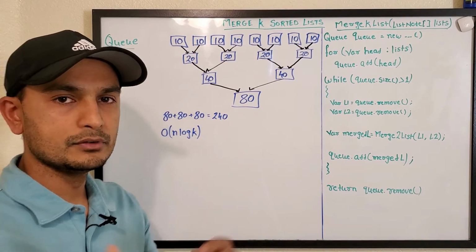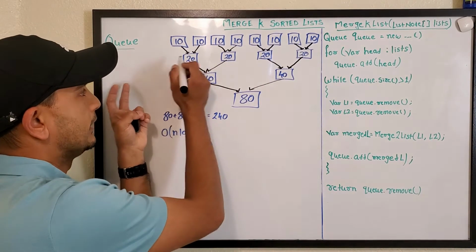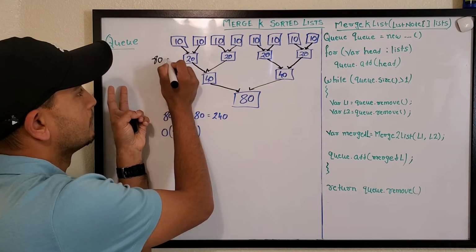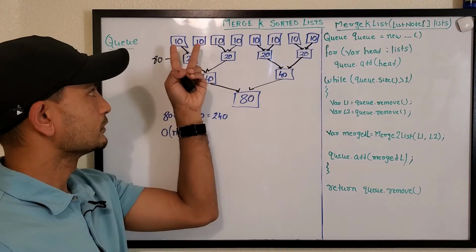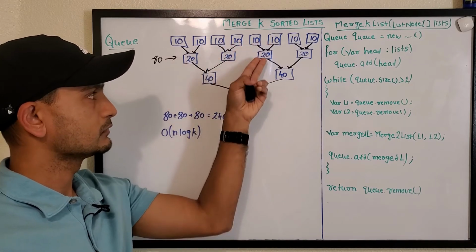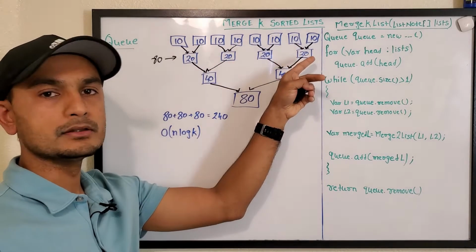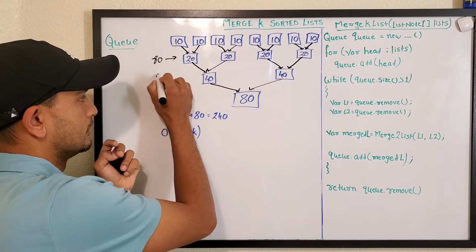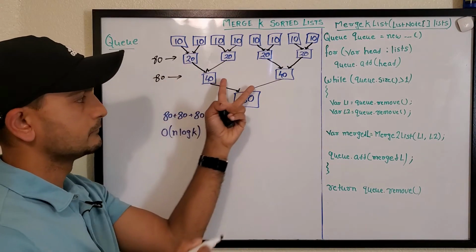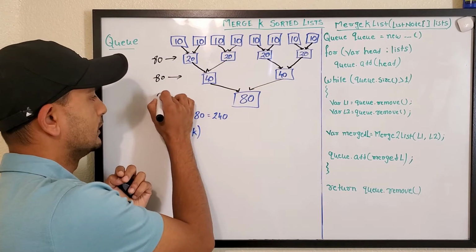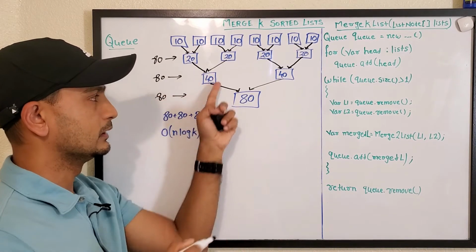If you notice, at any point of time we are operating on 80 elements. 10 plus 10 is 20, 10 plus 10 is 20, 20 plus 20, so we are operating on 80 elements. Same here, we are operating on 80 elements, and for the last one also we are operating on 80 elements.